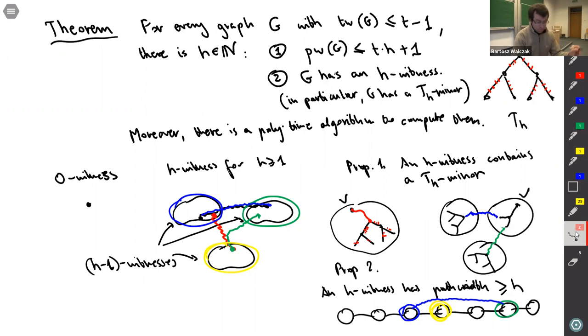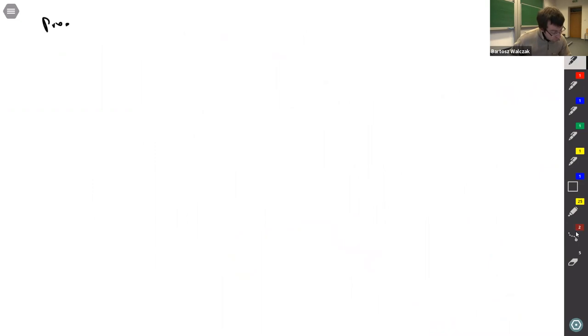So let me proceed with the proof of this theorem. I'm not sure that I will be able to show you how the algorithm works, but at least I would like to show you why such a thing exists. So let me show the proof here. And for the proof, I will need the following idea. So we are given this tree decomposition, which looks somehow like this.